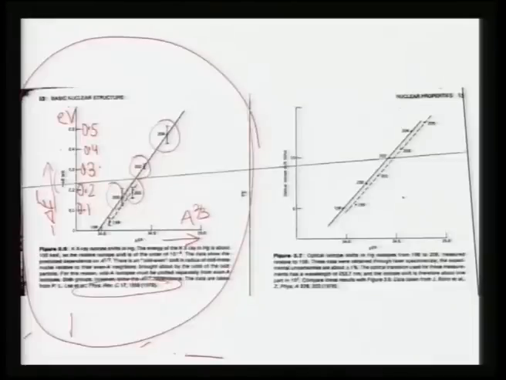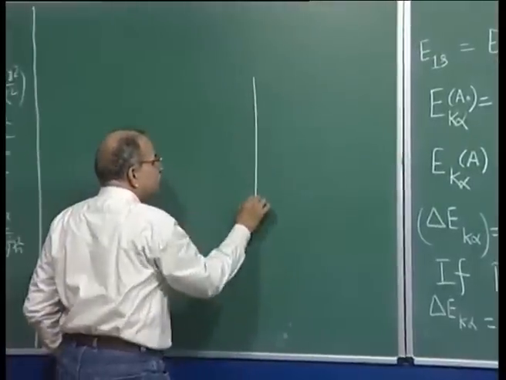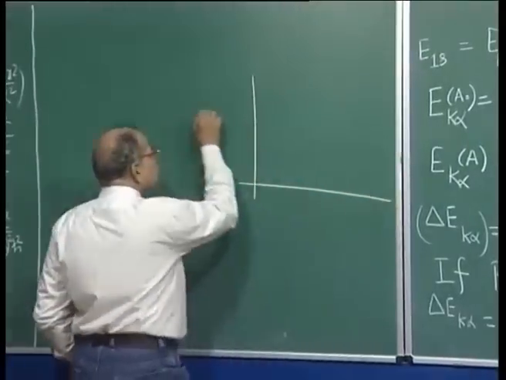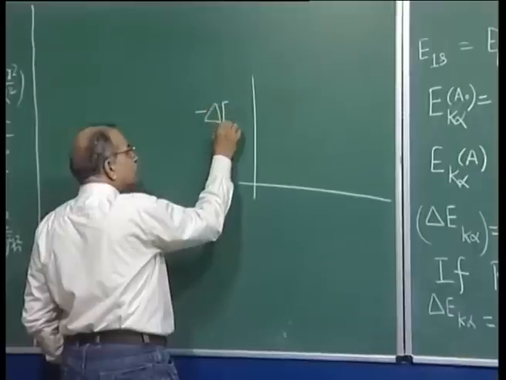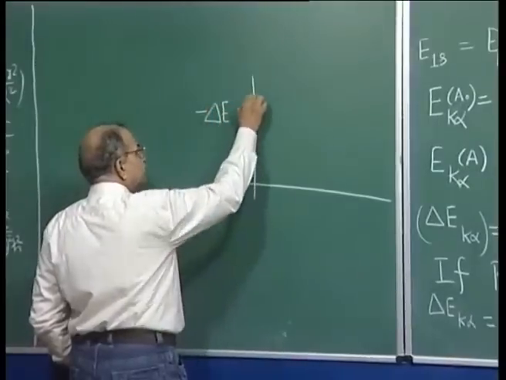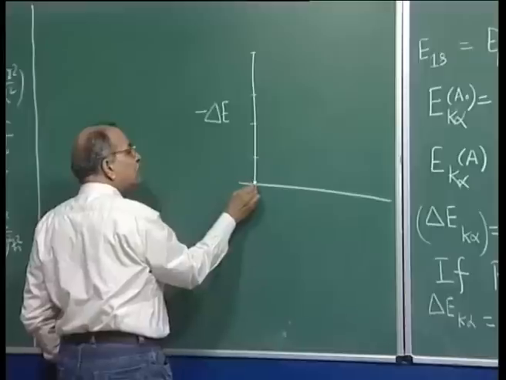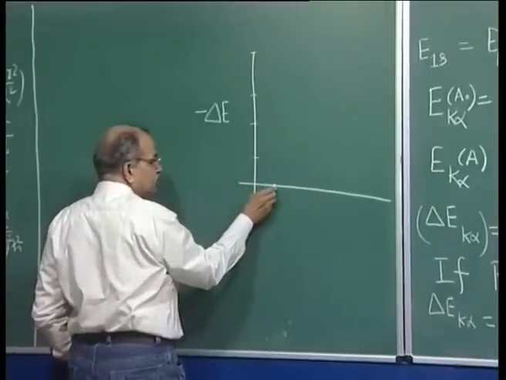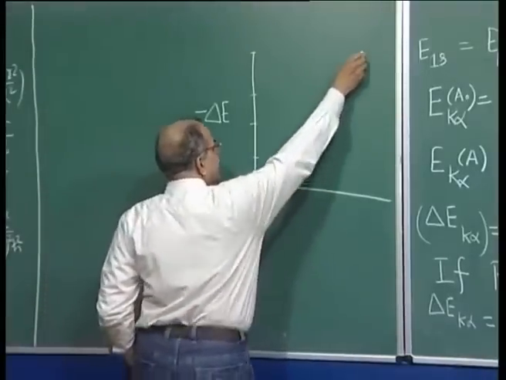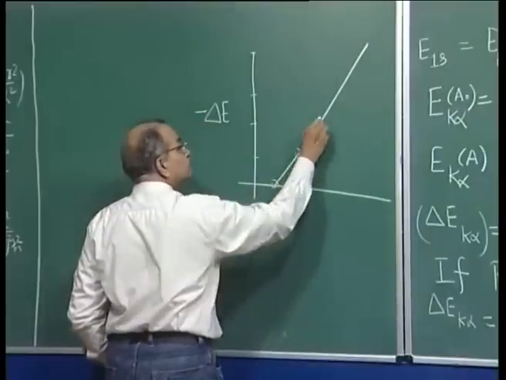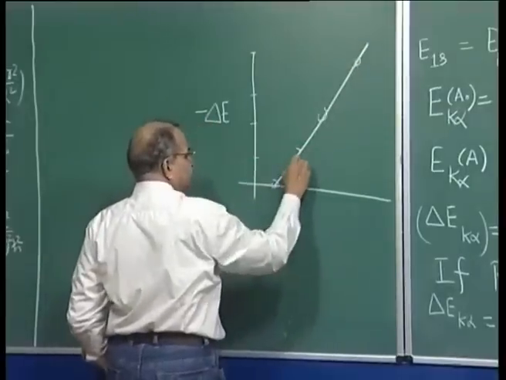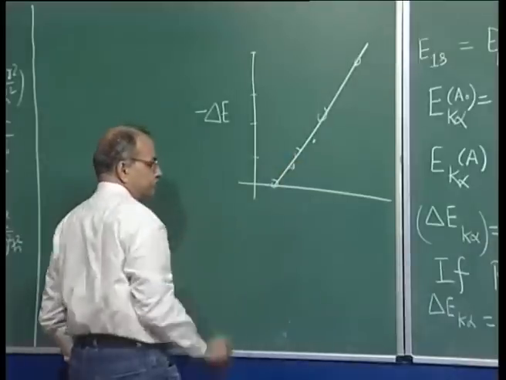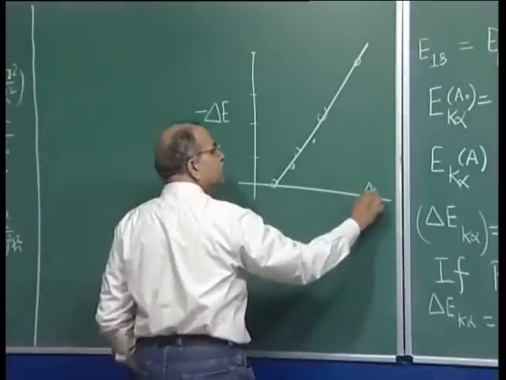I am coming to board and I will draw it and discuss. So, what you have? You have something like this. This minus delta E was plotted here like this, and you had a straight line behavior like this, and of course, there were 2 points here. This is A to the power 2 by 3.